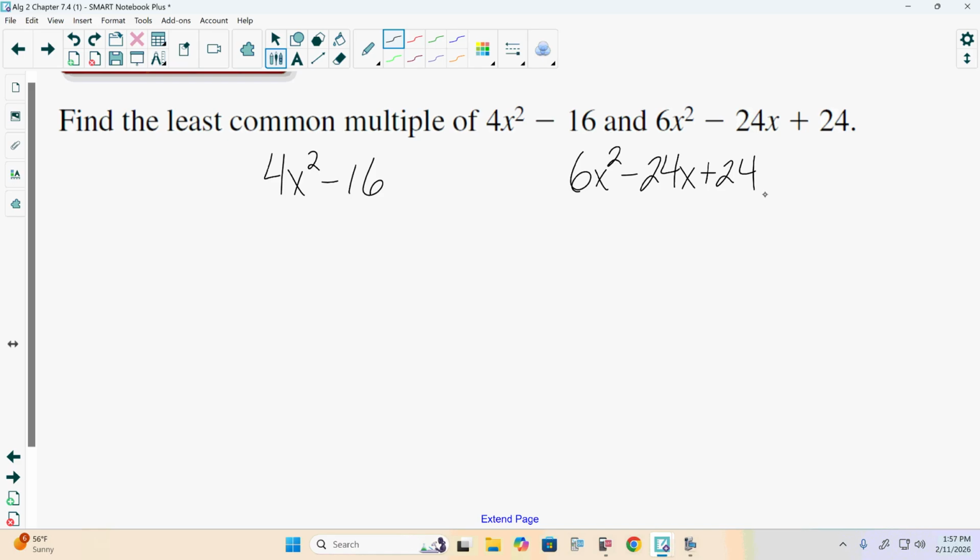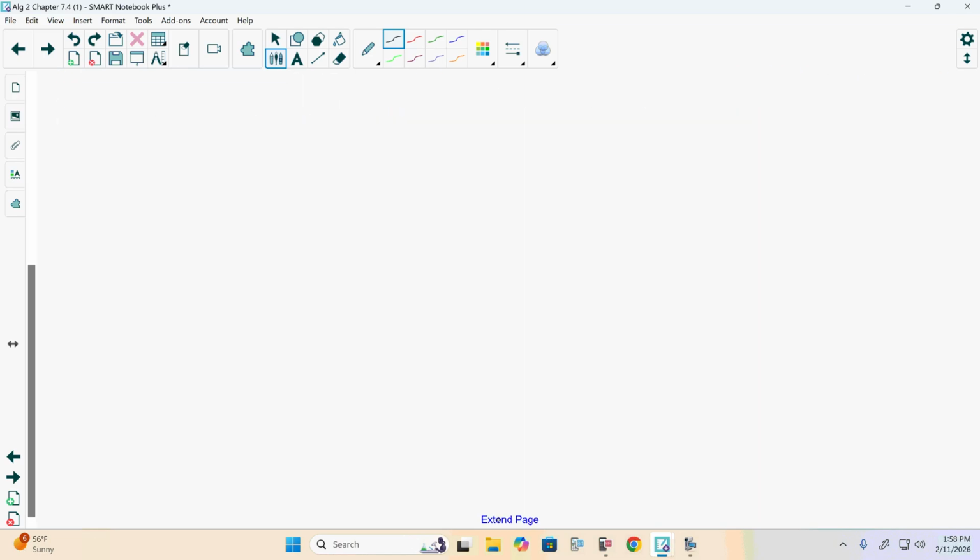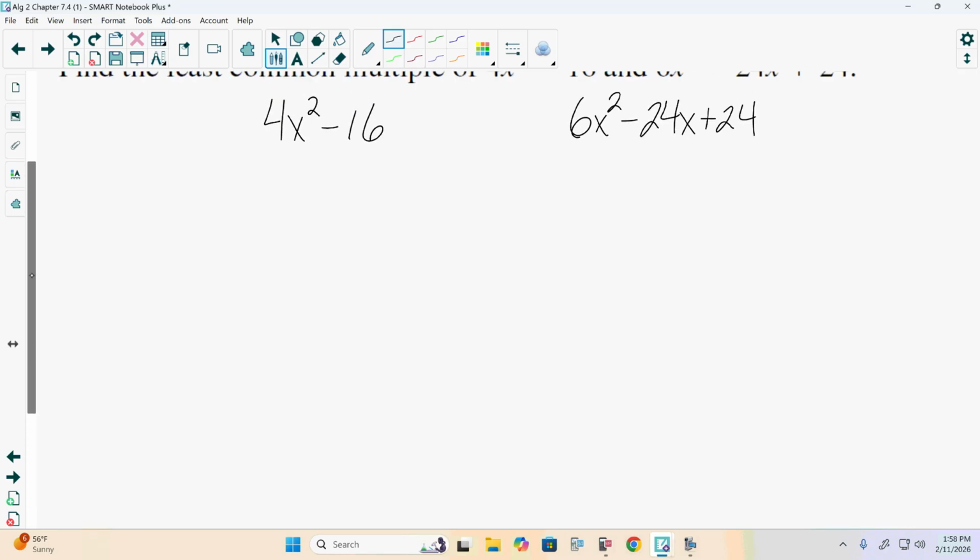Now with our 4x squared minus 16, the first thing I would look for is the greatest common factor. I mean, there has to be one, but if there is, we need to factor it out. What number can divide into both 4x squared and 16? Because if we divide 4x squared by 4, 4 divided by 4 is 1, leaving us with x squared. If we do the same thing with 16, 16 divided by 4 is 4.